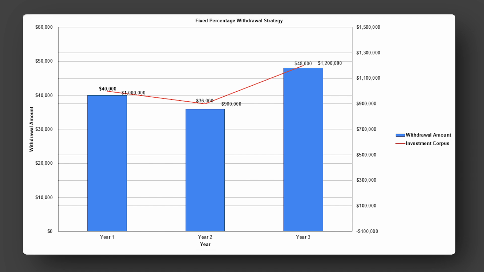In the first year, you will withdraw $40,000 from a $1 million portfolio. If the portfolio decreases to $900,000 in the second year, you will withdraw $36,000. But if the portfolio increases to $1.2 million in the third year, you will withdraw $48,000.